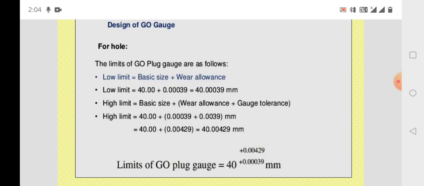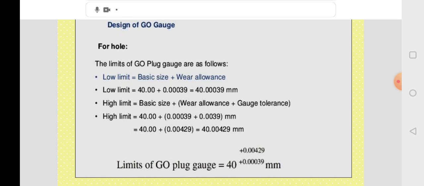So lower limit is 40.00039 mm, and high limit is basic size plus wear allowance plus gauge tolerance, that is 40 plus 0.0039 wear allowance plus gauge tolerance. गेज वरचा टॉलरन्स तो पण ॲड करावा लागेल, कारण गेज टॉलरन्स जो आहे तो गेजवर द्यायचा आपल्याला 10% ऑफ वर्क टॉलरन्स. So the higher limit will be 40.00429. आणि जो गोचा प्लग गेज आहे म्हणजे होलसाठी जो यूज होतो त्याचे डायमेन्शन्स काय राहतील, 40 बेसिक साईज.